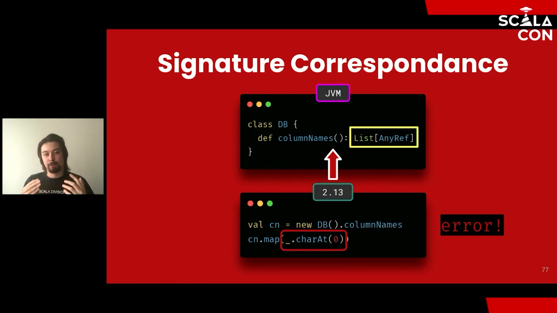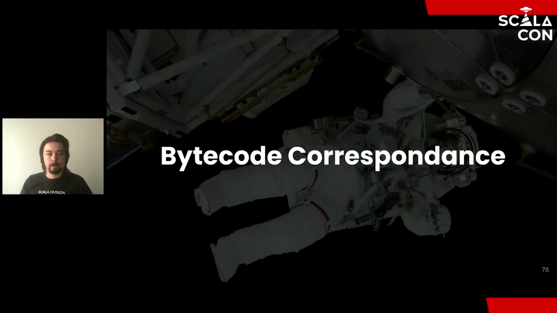So we need some way to preserve the Scala types in that library dependency so that we can actually type check and call that method correctly. That's what signatures are for: the types of your program.